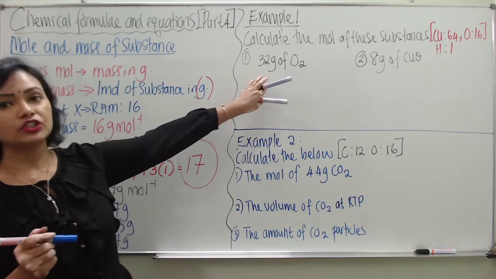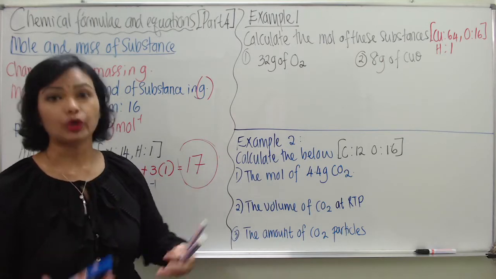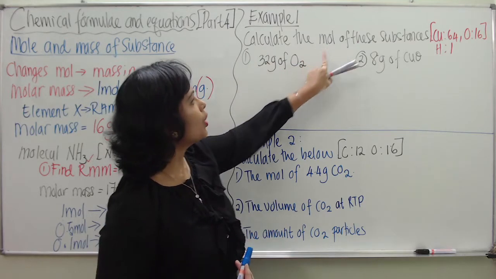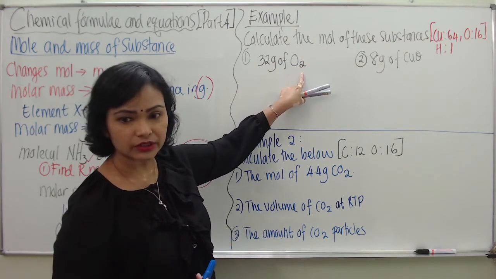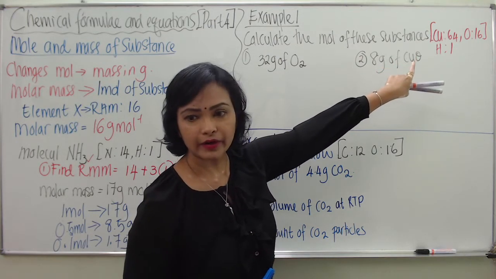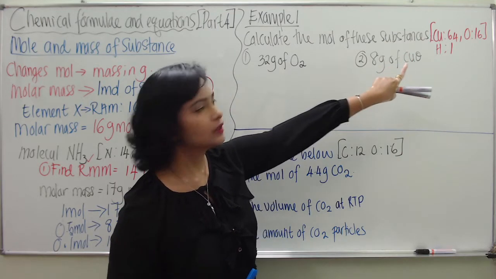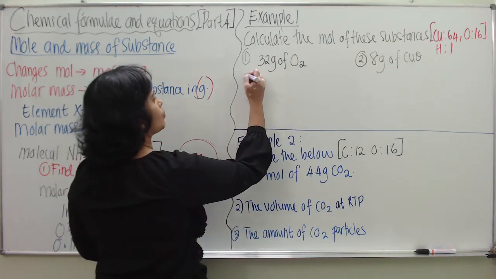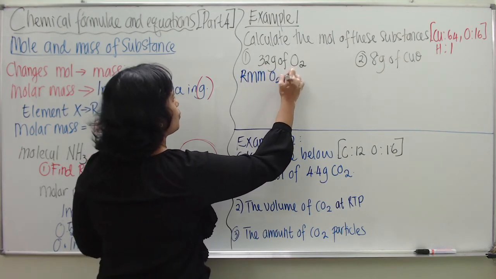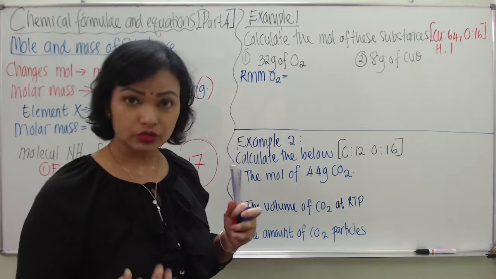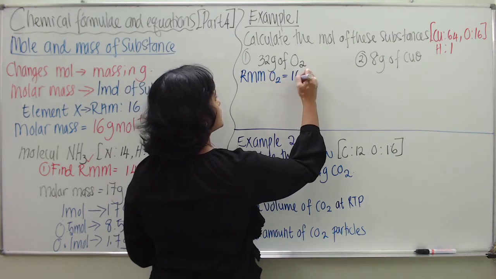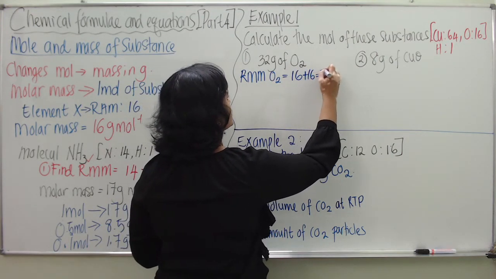For instance, teacher straight away gives you an example of a molecule. Now you are required to calculate the mole of 32 gram of oxygen. You are given copper 64 relative atomic mass, oxygen 16. So the first step will be finding the RMM of oxygen. Why? Because we know the oxygen molecule is a compound. So you have to find the RMM, which is 16 plus 16 equivalent to 32.